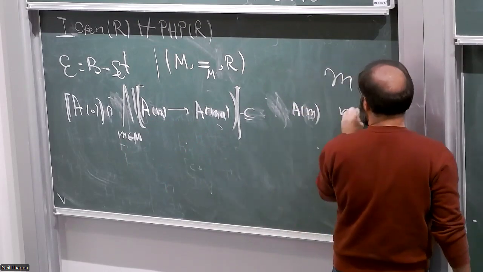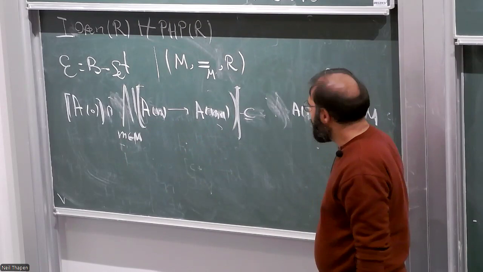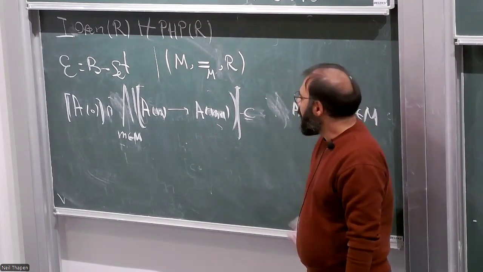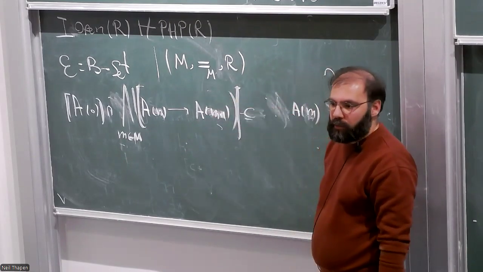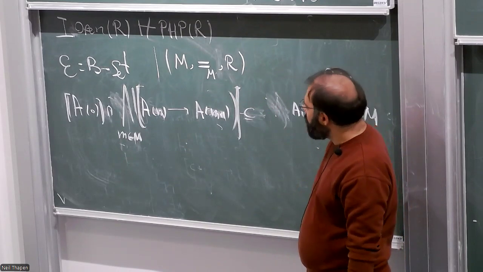Because this is just a big conjunction. For any M, I have to prove this. And A is quantifier free. The only thing that I know is this, right? Okay. How to do that?